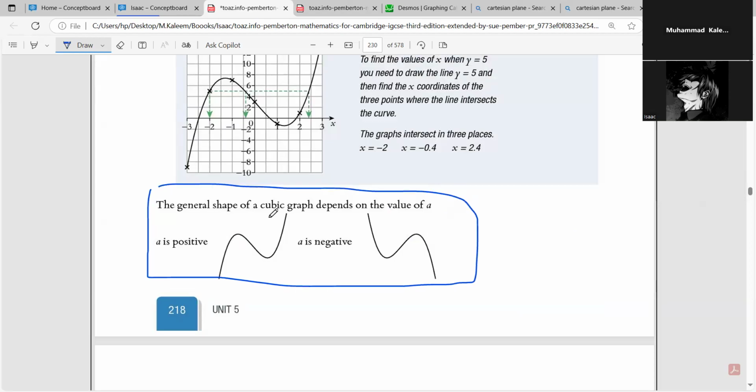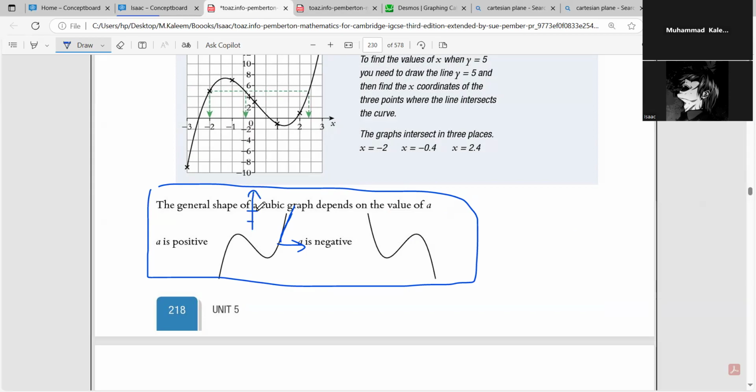The general shape of a cubic graph depends on the value of a. If a is positive, it will be like this, or you can remember it will be like this or like this. When x is approaching a big number, y is also increasing. Y is approaching a big number. As x is increasing, y is increasing. Y is increasing upward, right?